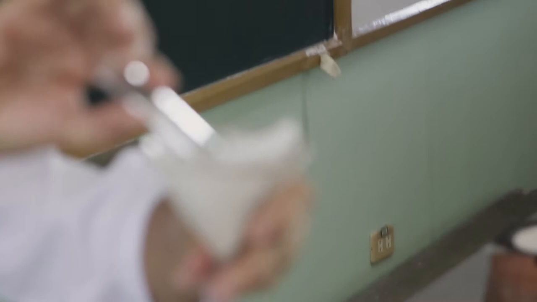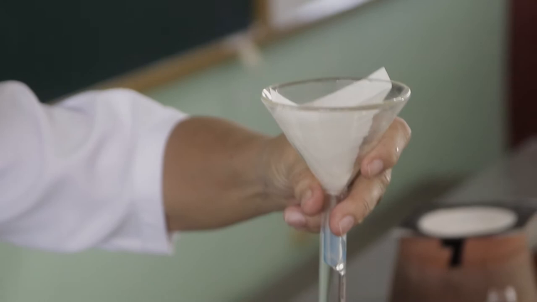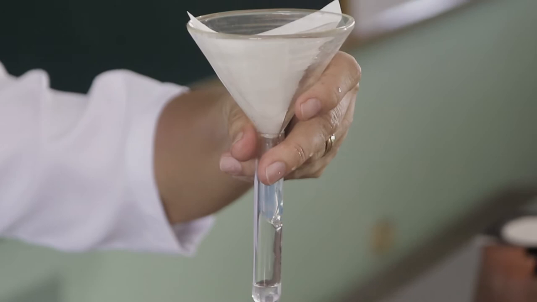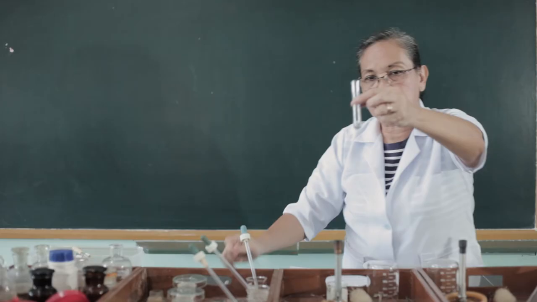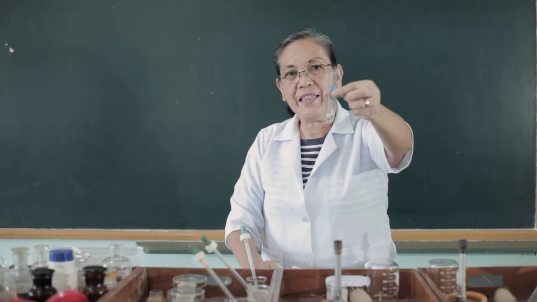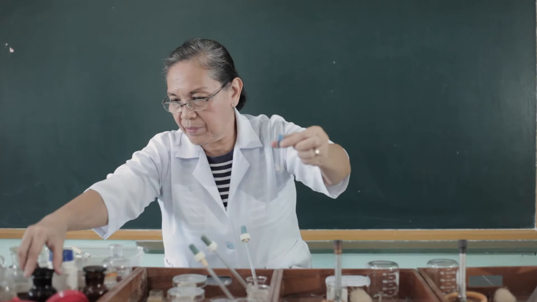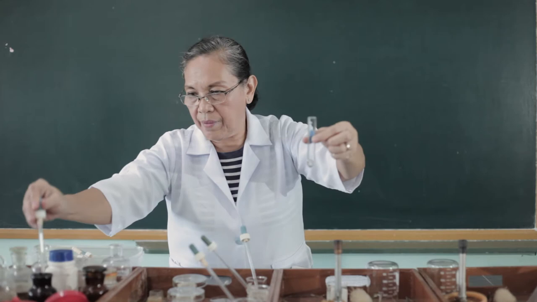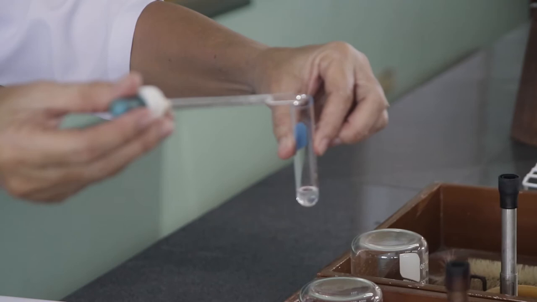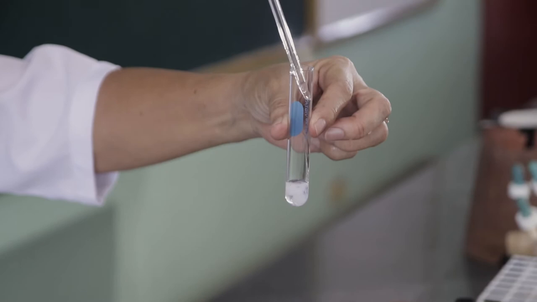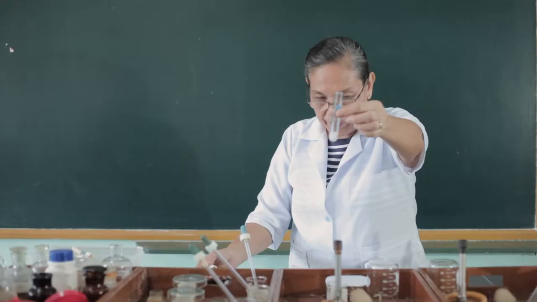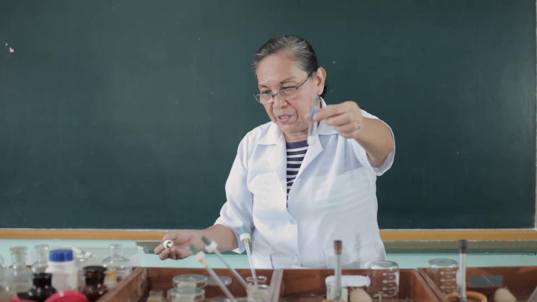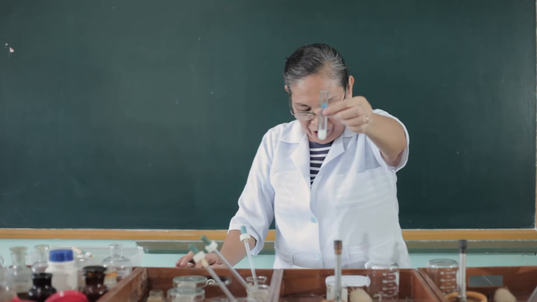So we will filter out the precipitate and collect the filtrate. Later, let us add it with silver nitrate. This is the filtrate now that we have collected, and we will add this with silver nitrate. Kindly observe what happens. Notice that there is a precipitate formed. And because there is a precipitate formed, let us dissolve this by adding sodium hydroxide.